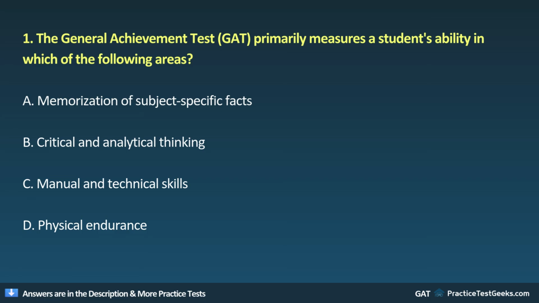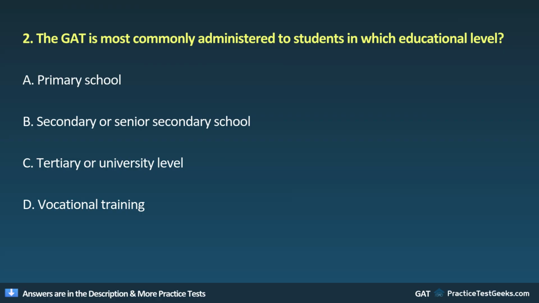1. The General Achievement Test, GAT, primarily measures a student's ability in which of the following areas? A. Memorization of subject-specific facts. B. Critical and analytical thinking. C. Manual and technical skills. D. Physical endurance.